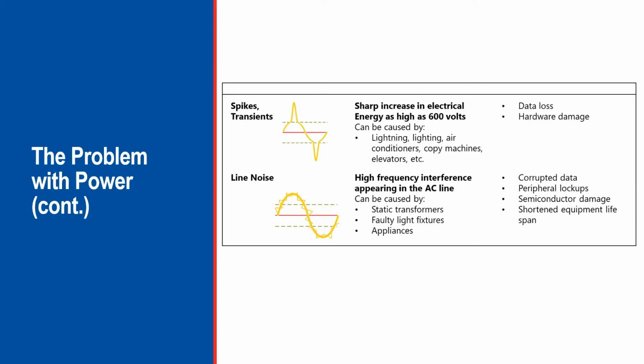The last known form of power problems is line noise, which is a high-frequency interference in the utility power signal. I think the audio-visual industry probably is very familiar with this. And this can also be caused by transformers, faulty light fixtures, electrical appliances, both small and major, amongst other factors. The potential damage here also includes data corruption, lockups, minor to severe hardware damage, and shortened equipment lifespans.